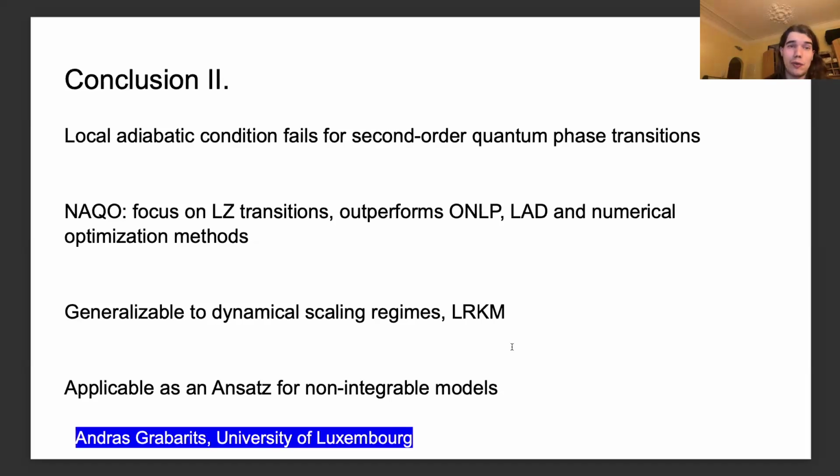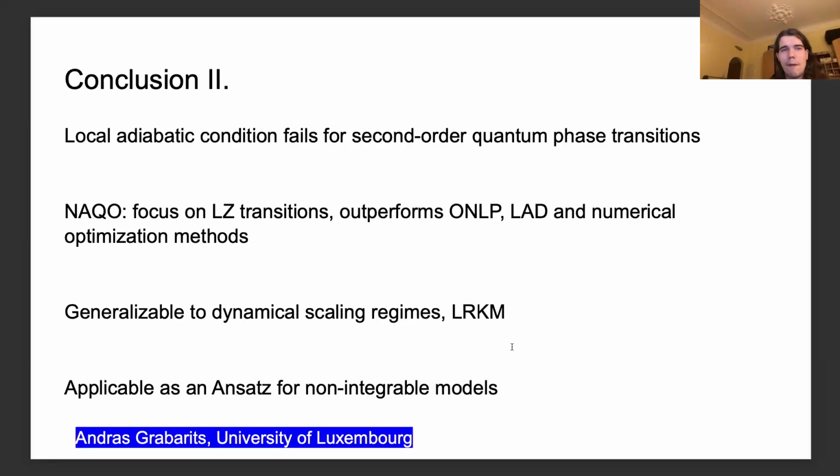Again, the local approach is not working for crossing second-order phase transitions when we are tailoring a single control parameter, and we actually proved why they are not working for a transverse Ising model. Instead, we introduce a non-adiabatic quantum optimization, which directly attacks the source of defects and outperforms all previous approaches, either numerical, analytical, or heuristic Kibble-Zurek based methods.